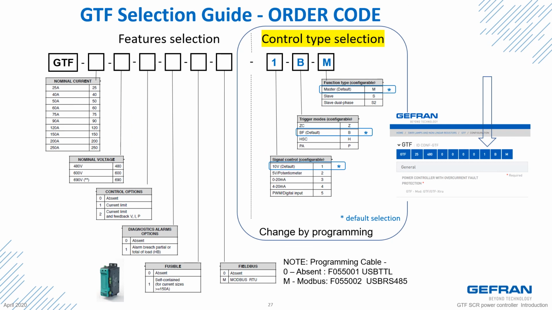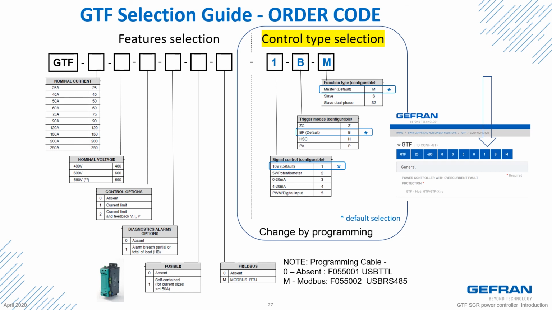The order code for a GTF power controller is a sequence of features, options, and control selections. The GTF can be specified for current requirements, voltage requirement, various optional functionality, and control selection. Features include current limit, voltage, current, and power feedback, heater break alarm, self-contained fuse for 150 amp to 250 amp power controllers, and with or without Modbus communication.